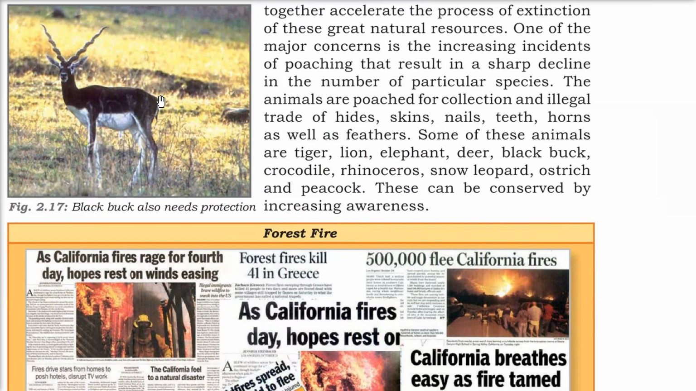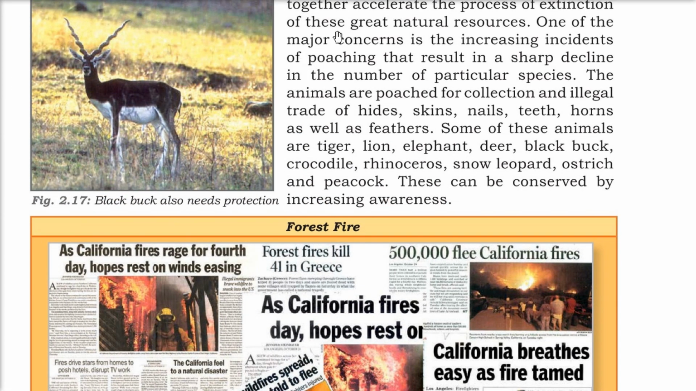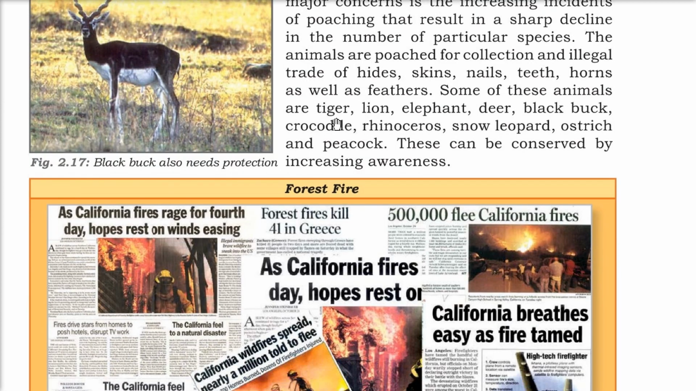These are also some natural and man-made factors which together accelerate the process of extinction of these great natural resources. How beautiful is this black buck? There is so much poaching going on, and the animals are poached for collection and illegal trade of their hides, skins, nails, teeth, horns, as well as feathers. Some of the animals like tiger, lion and elephant, deer, black buck, crocodile, rhinoceros, snow leopard, ostrich and peacock, these are almost at the verge of extinction, and these are protected.